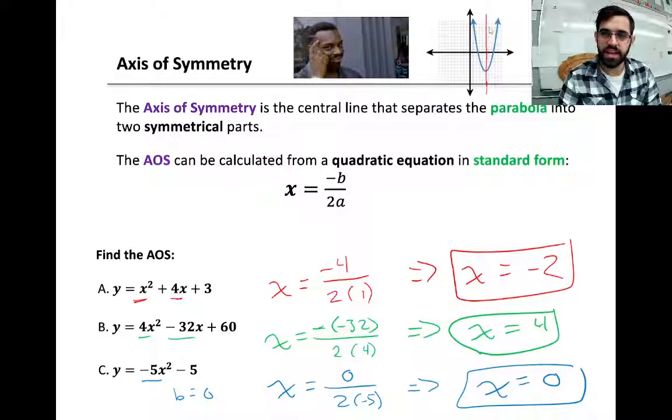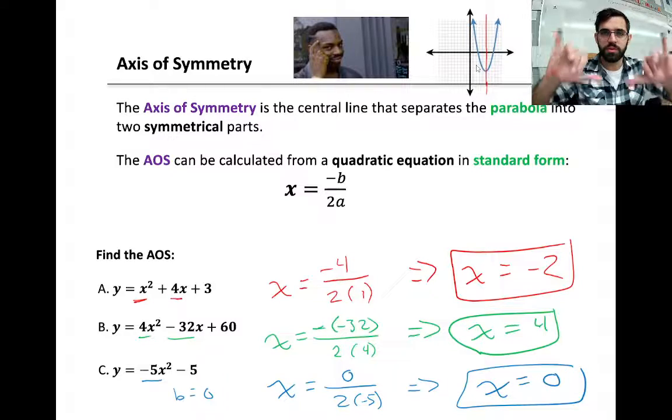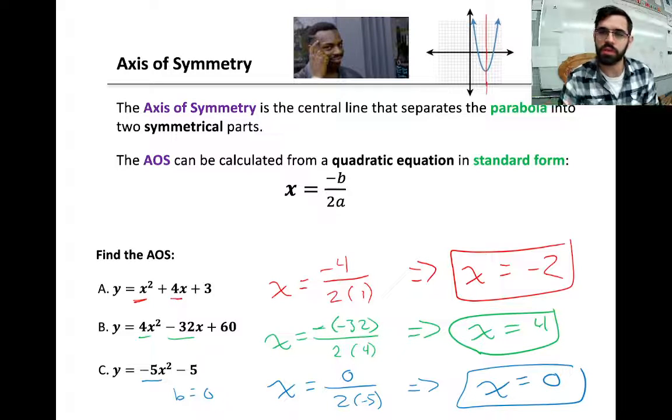Axis of symmetry is that vertical line that cuts right through the center of the parabola and it intersects the parabola at the vertex. It cuts the parabola into two symmetrical halves. If you fold the parabola over on the axis of symmetry, the two halves will be equal to each other, or right on top of each other.